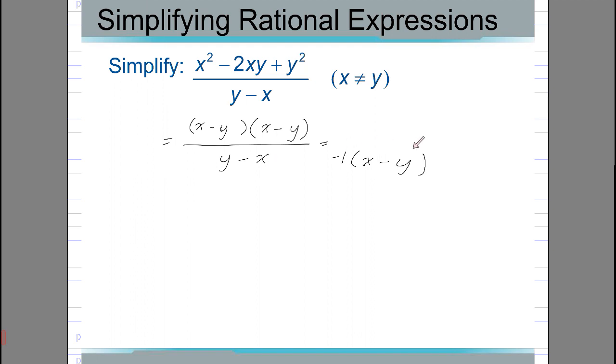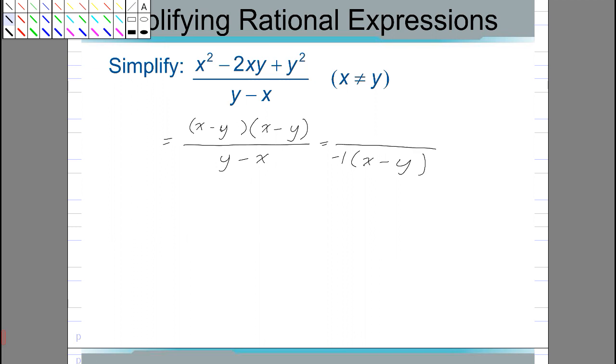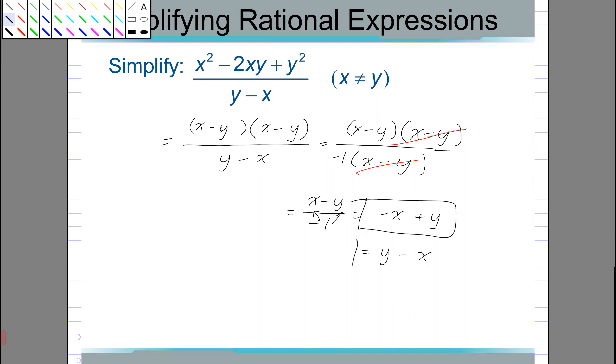So that is, in fact, the same. x minus y, x minus y. Now we have a common factor, which is x minus y over negative 1. Now to make that a little more simple, we could divide the negative 1 into everything. So dividing negative 1 into x gets us a negative x. Negative 1 into y gets us a positive y. Or you could even say that is y minus x. So either of these answers is good.